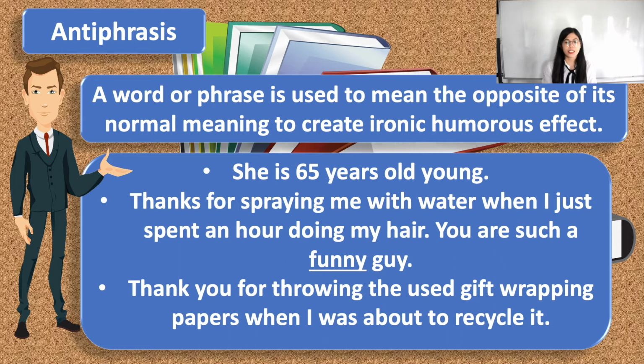She is 65 years old. Yeah. So how come she's still young knowing that she's already 65 years old? So how ironic, isn't it? Next example.